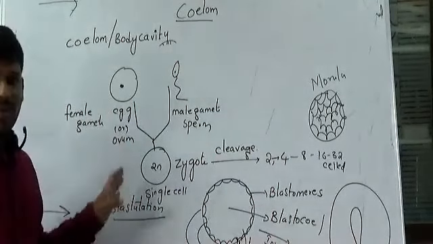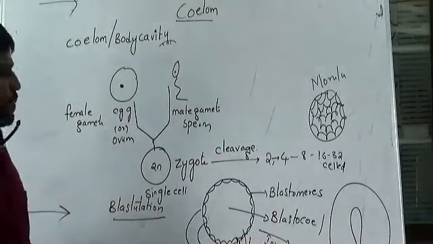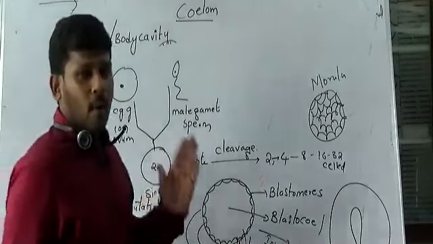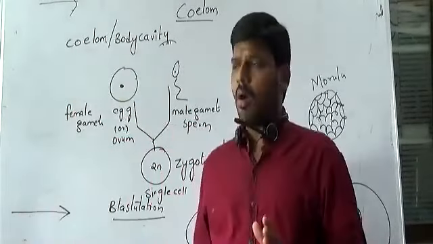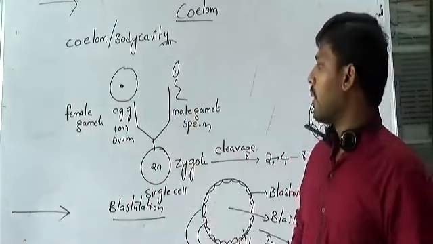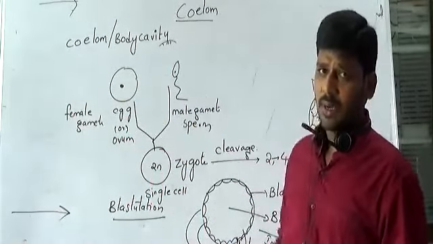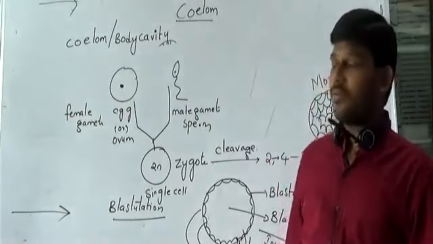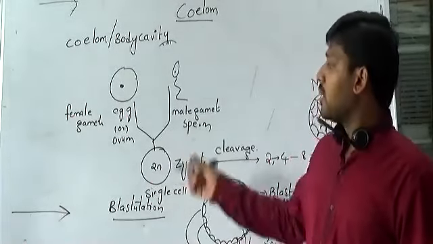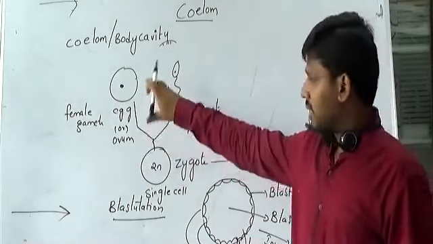Clear? So what is coelom? The cavity that is present between the body wall and the alimentary canal or gut is called as coelom. Before we learn the concept of coelom, we must have knowledge of the development process. For that reason, I included this topic here.